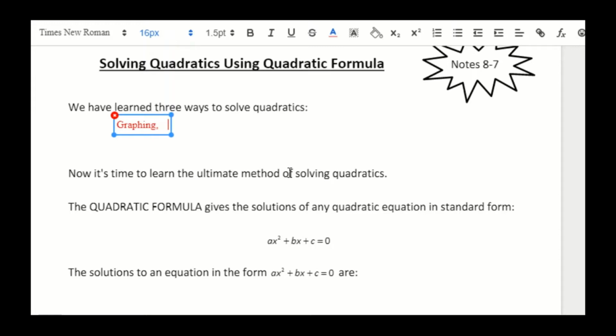The second method we used was factoring. So whether you had a greatest common factor that you could factor out, or you just factored the trinomial into a product of binomials, we could use the zero product property to solve a quadratic equation. And then last time we saw that if we didn't have a linear term, if we had something like 4x squared minus 9 equals 0, we could use square roots to solve quadratics.